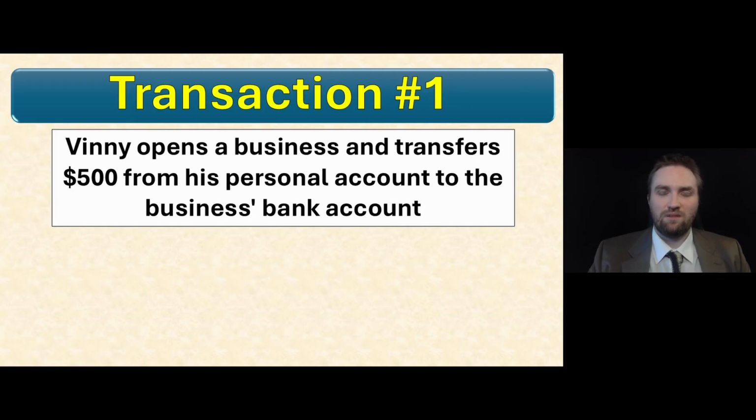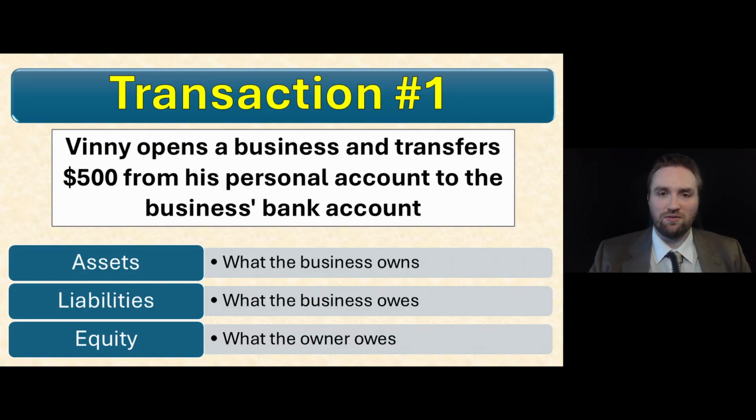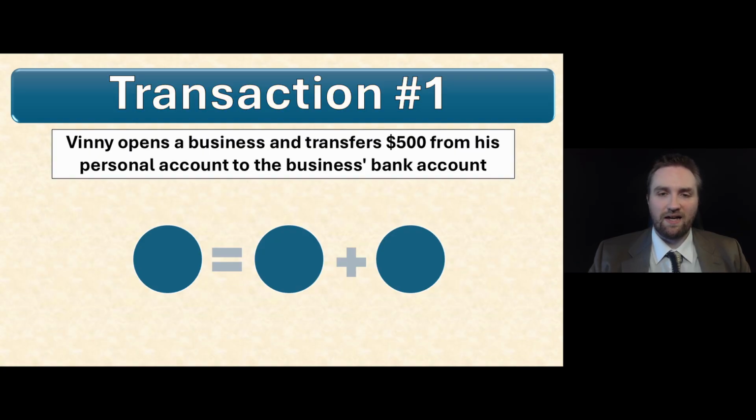Transaction number 1. Vinny opens a business and transfers $500 from his personal account to the business's bank account. How does this plug into the equation? First, let's recall the 3 options. Assets, what the business owns. Liabilities, what the business owes. And owner's equity, what the owner owns. Let's go step by step. Assets. Is this something the business owns?